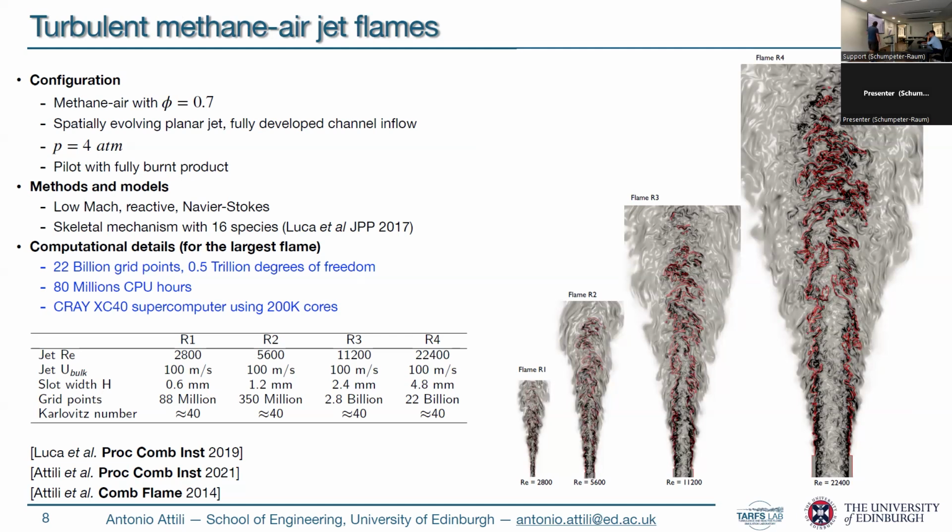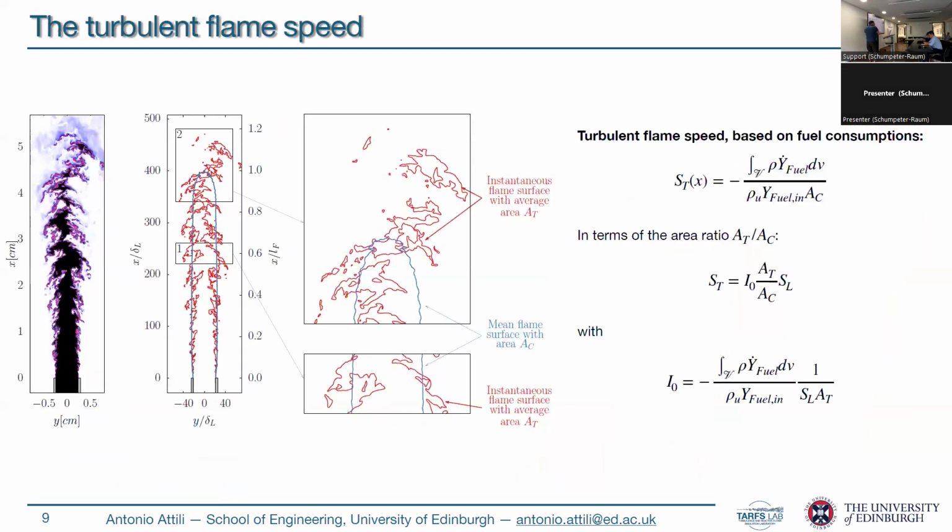The last one on the right has about 23 billion grid points. If you count all the variables, it's about 500 billion degrees of freedom. Very large, run on a lot of computer nodes and so on. Okay, so we did a lot of things with this DNS.